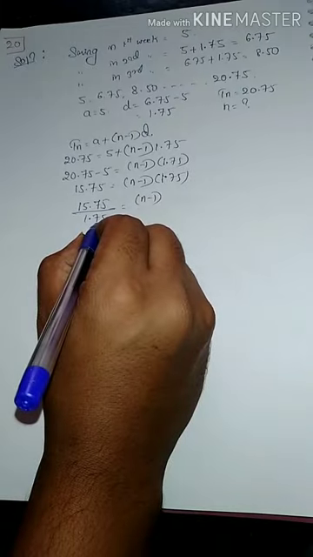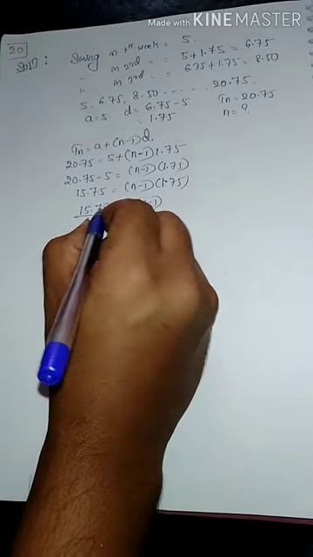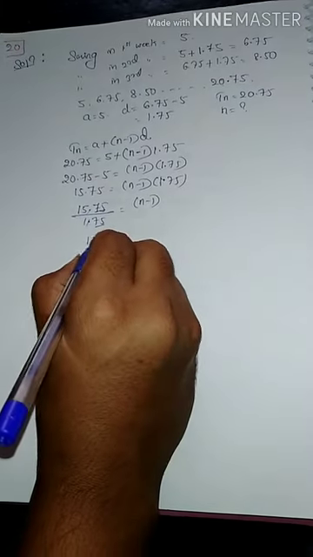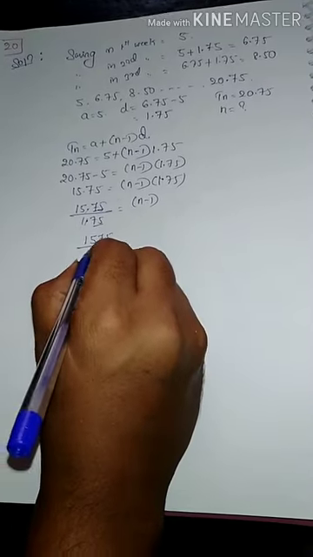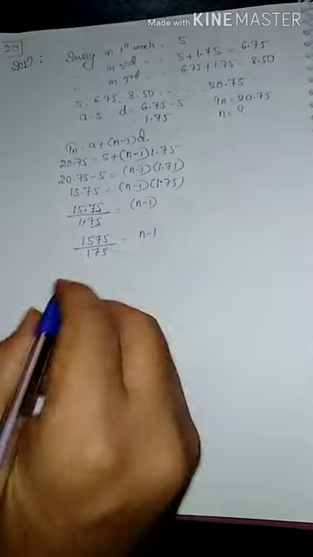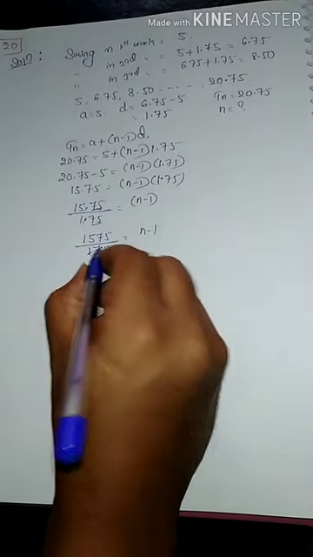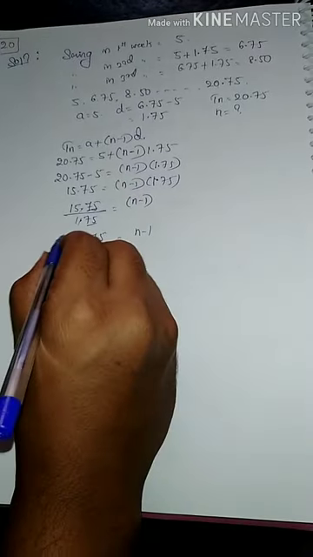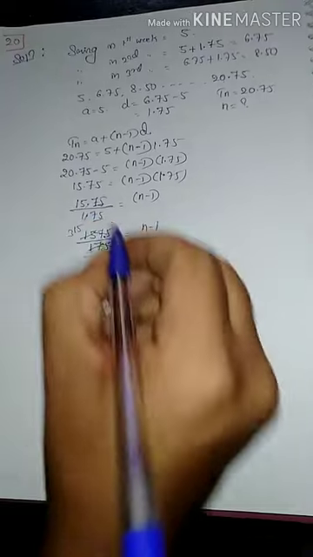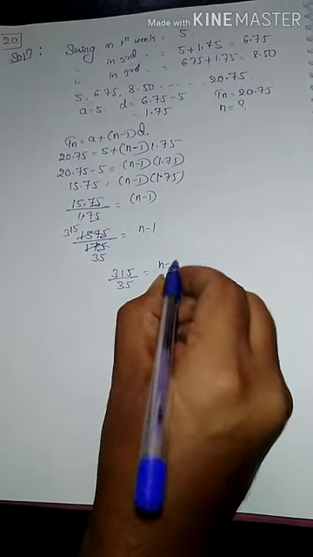So in the denominator there are 2 digits after the decimal point, and in the numerator also there are 2 digits after the decimal point. So the decimal points cancel each other. So numerator becomes 1575 and denominator becomes 175 is equal to n minus 1. And now 5 3s are 15, 2 is remainder, 5 5s are 25. Next 5 3s are 15, 5 1s are 5, 5 5s are 25. So 315 divided by 35 is equal to n minus 1.